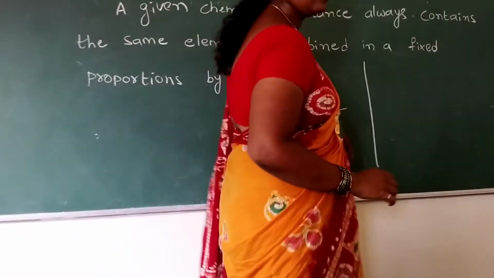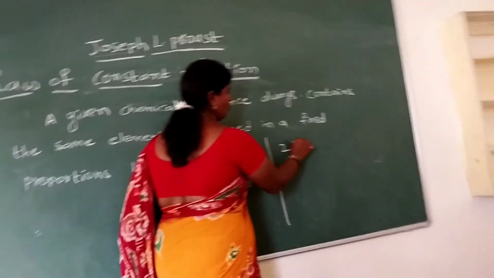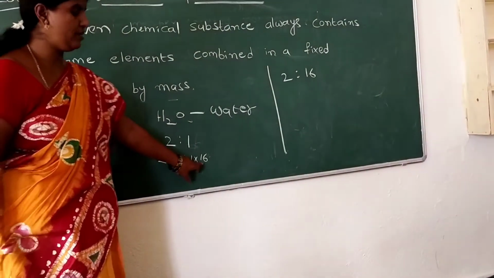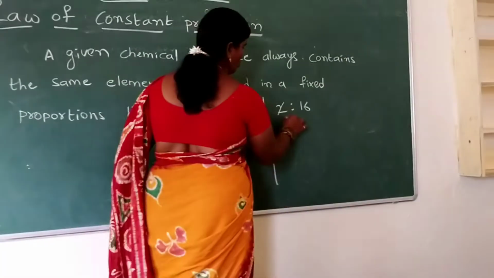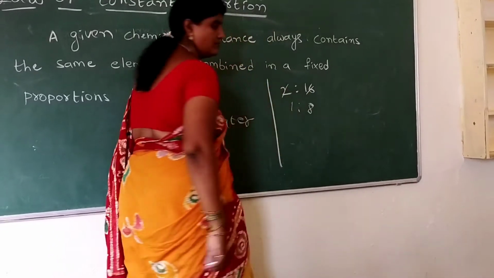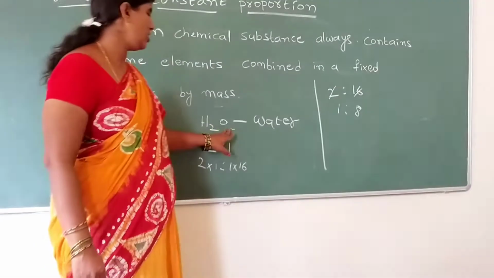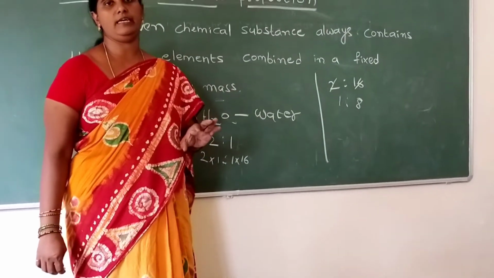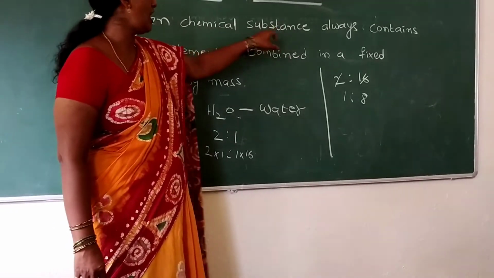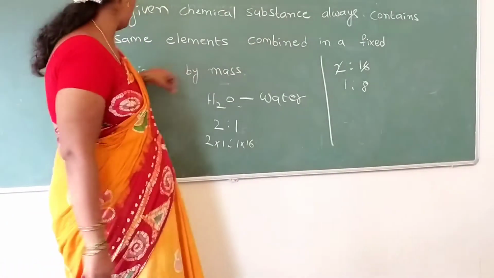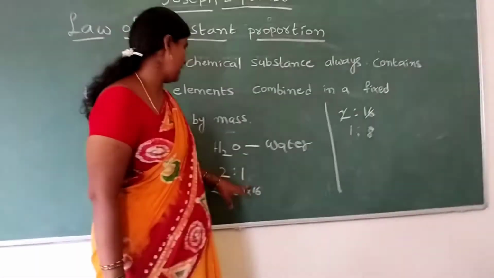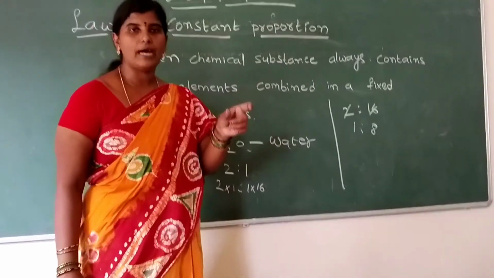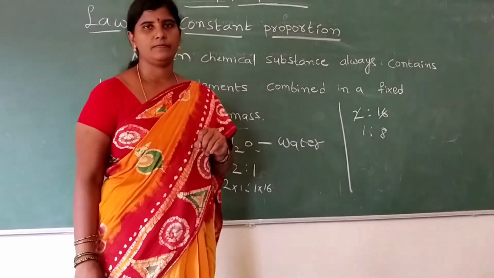Here we can observe this. 2 into 1, 2 is to 16. 2 ones are 2, 1 into 16. So what is the ratio? 1 is to 8. Here in the H2O molecule, these two elements are in constant proportion. Understand? A chemical substance always contains the same elements combined in a fixed proportion. That is, 2 hydrogen atoms and 1 oxygen atom combined to form a water molecule. Okay.